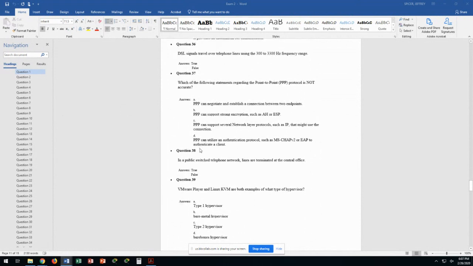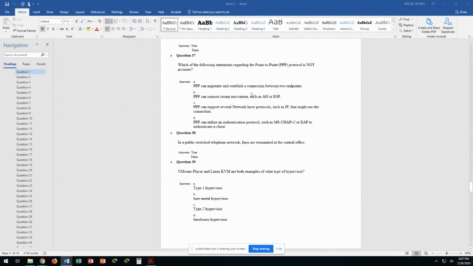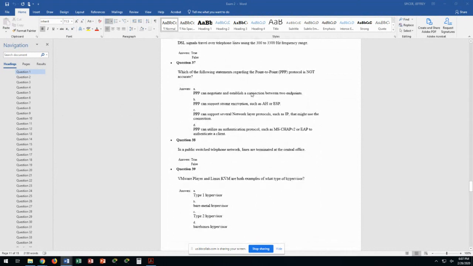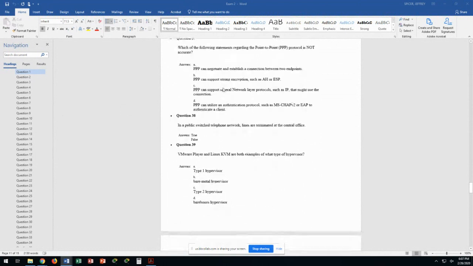All right, 36. DSL signals travel over telephone lines using 300 to 3300 frequency ranges. True? No, it's false. Bonus points, anyone know what a range is? Because I had no idea. It was a guess. Yeah, but it is not. 37. Which of the following regarding point-to-point protocol is not accurate?